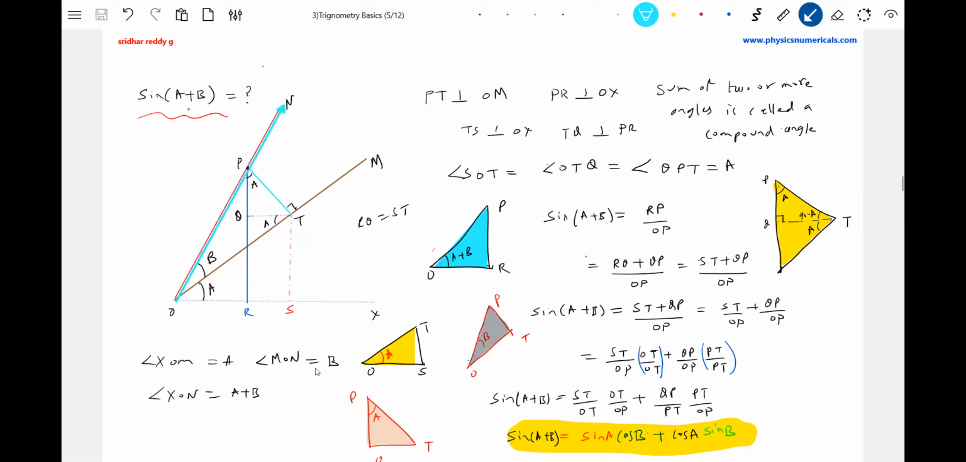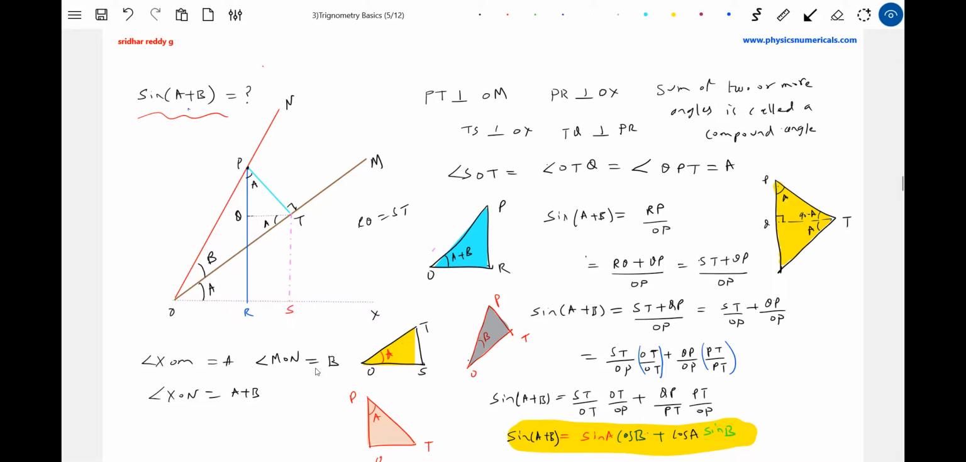Now I'm trying to find sine of A plus B. As you rotate, what will happen to the height of the triangle? It's going to vary. So sine of A plus B will become a compound angle. Sine A we know: if you know OM, you can get sine A. You know this angle A and you know OM, so you know the height of the triangle. Similarly, if you know ON, then what is sine of A plus B? That is what we are trying to calculate here.